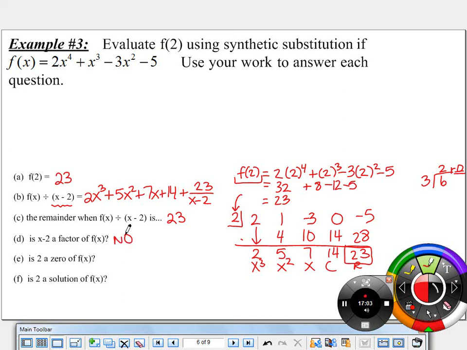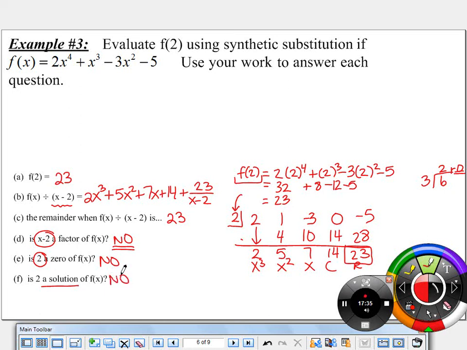Then, is 2 a 0? Remember, our factor theorem said this would be a factor if this is a 0. So if we know that this is not a factor, then we know 2 is not a 0. We can also know that because if 2 was a 0, that would literally mean if we plug 2 into the function, we should get 0, which is not the case here. Then it says, is 2 a solution? Remember that solution is another name for x-intercept or 0, so if our answer to E was no, then our answer to F would also be no.